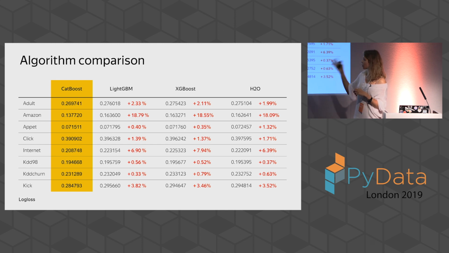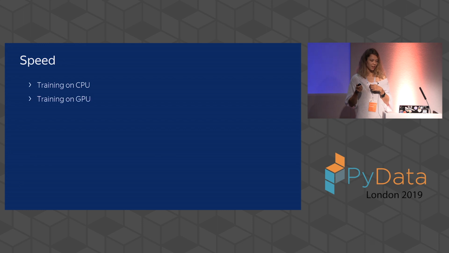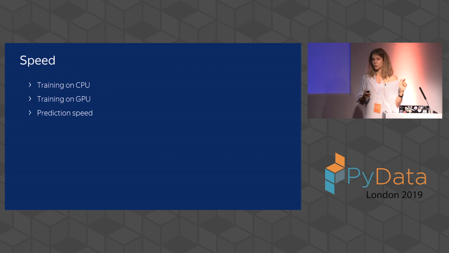Yeah, so there is a whole bunch of data sets where CatBoost wins by a lot. Okay, that is about quality. The next thing is about speed. And in speed, you care about three things. One is training on CPU. Another one is training on GPU, if you have GPUs. And the third one is prediction speed. That matters if you are building time-critical applications. Like we have search, for example. That is a pretty time-critical application.